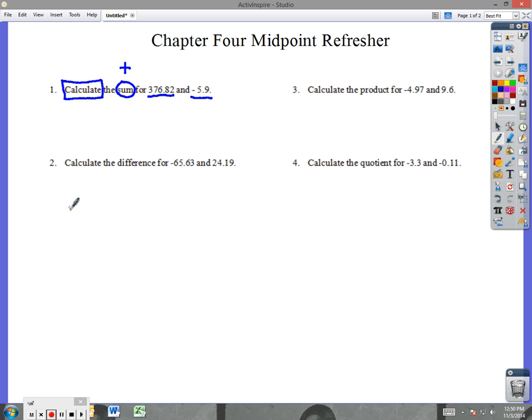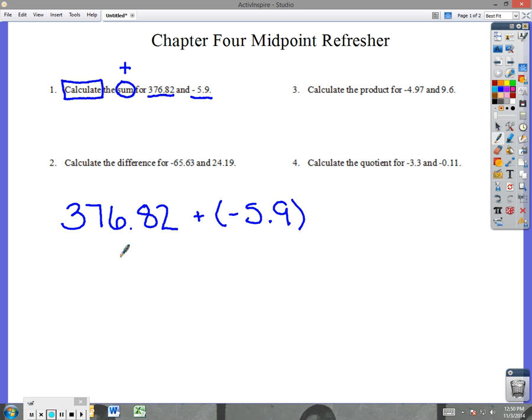If I were to write this, I'd probably do it horizontally, just so I could take a look at it a little bit more closely. So I have 376 and 82 hundredths is a positive, plus a negative 5 and 9 tenths. If I want to think about this, I have $376.82. I'm going to add to that a negative 5 and 9 tenths. So instead of going further to the right on the number line, I'll actually go to the left. And because this is a positive, what I'm really going to do is signs are the opposite, so I will subtract. Now I'm going to subtract this.